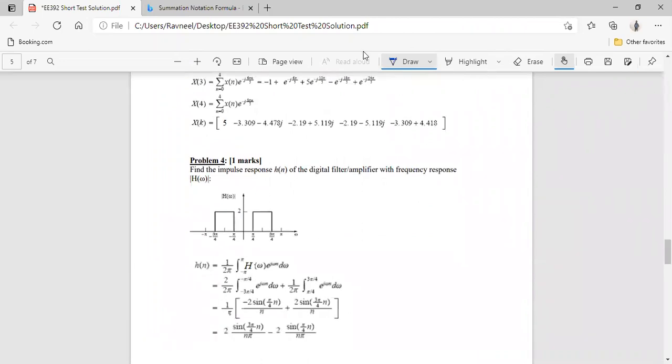Then for problem number 4, find the impulse response h of n of a digital filter with frequency response H of omega. So again, in this particular case, we need to find h of n. Like I said, it is direct substitution into the formula, isn't it? h of n is equal to 1 upon 2 pi.